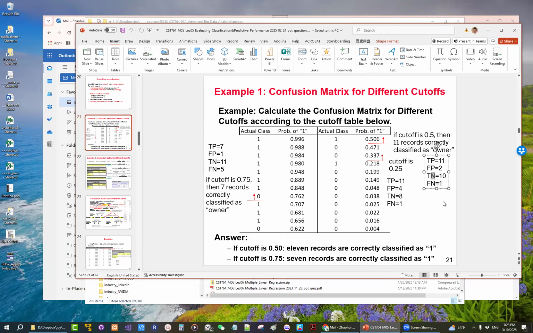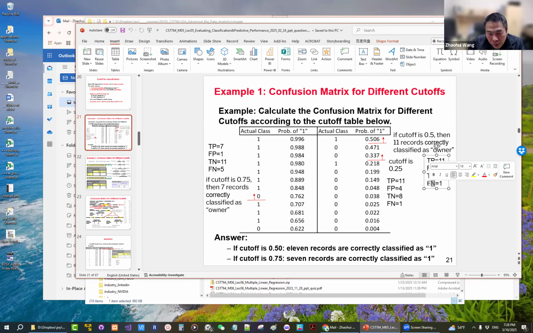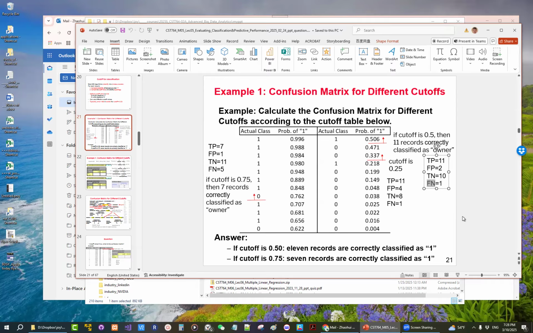I understand the false negative, the 1. The predicted is 0, but the actual does not match the predicted value. That means the predicted is 0 and the actual is 1. That will be only this case, so the number is 1. Thank you, I understand.